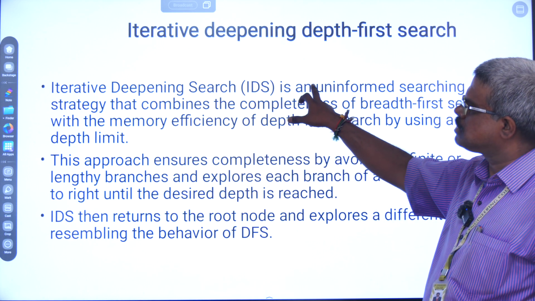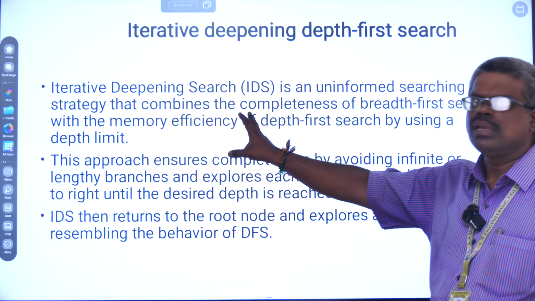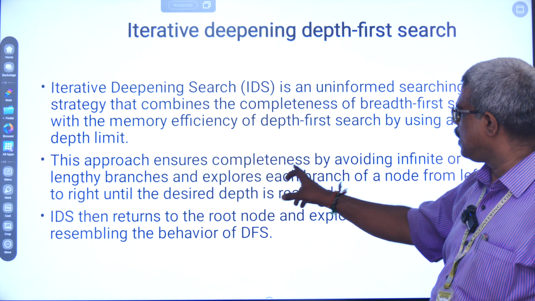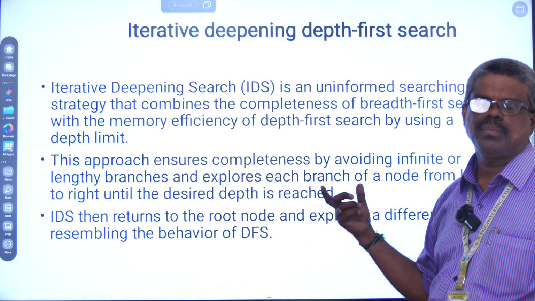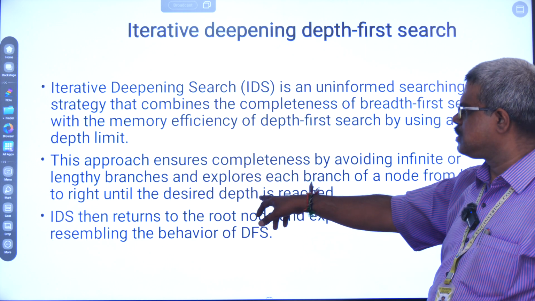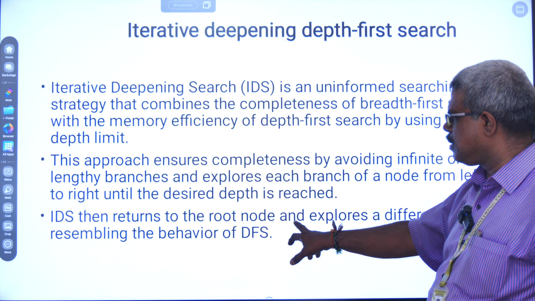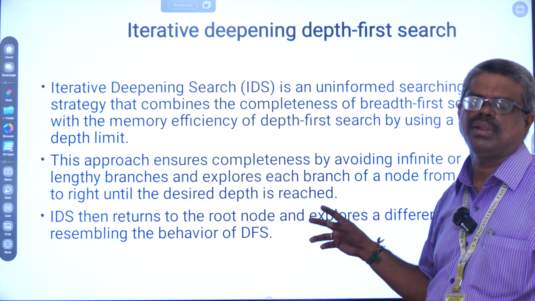So it also uses the concept of breadth first search, and it also increases the memory efficiency. This approach mainly avoids infinite length. So it also avoids the problem of infinite path which is faced in the previous category. It also searches the desired path. It returns to the root node to explore the different types. So this is called the iterative deepening method.